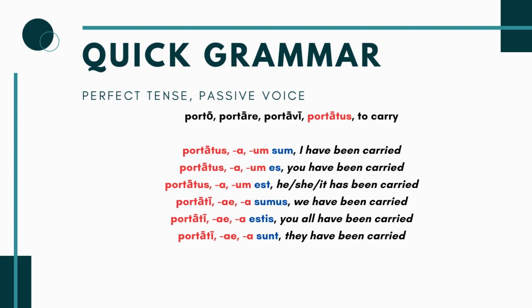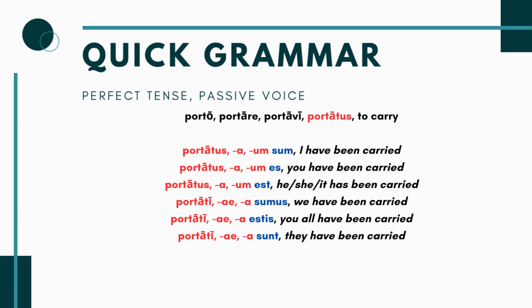I have been carried. If I change the sum to s, it becomes you have been carried. And notice I didn't change portatus, right? That stays the same for all my singular subjects. So portatus s, you have been carried. Portatus est, he, she, or it has been carried. Those are the singular subjects: I, you, he, she, it.